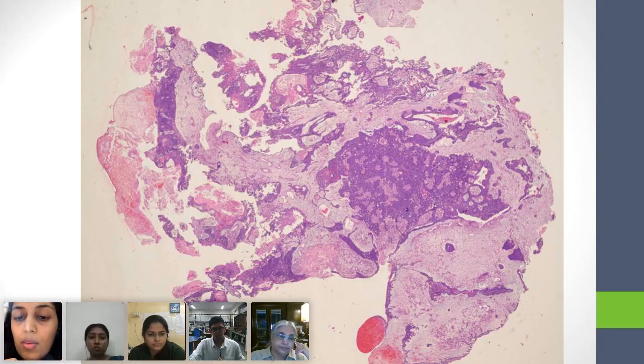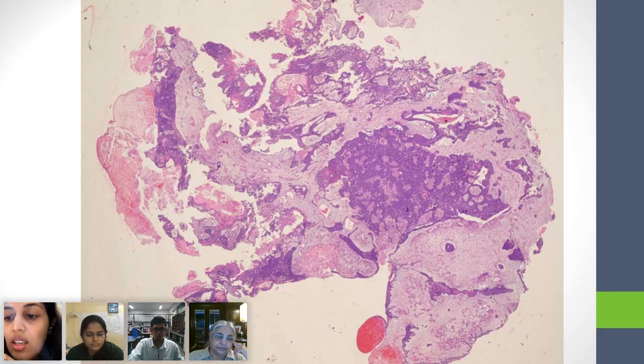Ma'am, this is the biopsy from the mass, which is showing a tumor with cells that are arranged in sheets and nests, and a few even trabeculae, and they are surrounded by stroma. And there are also a few areas of hemorrhage. Okay. Ashish, you want to take a stab at it?